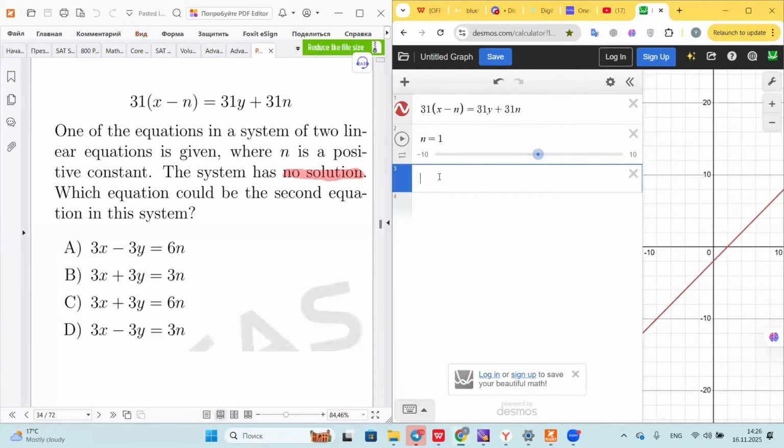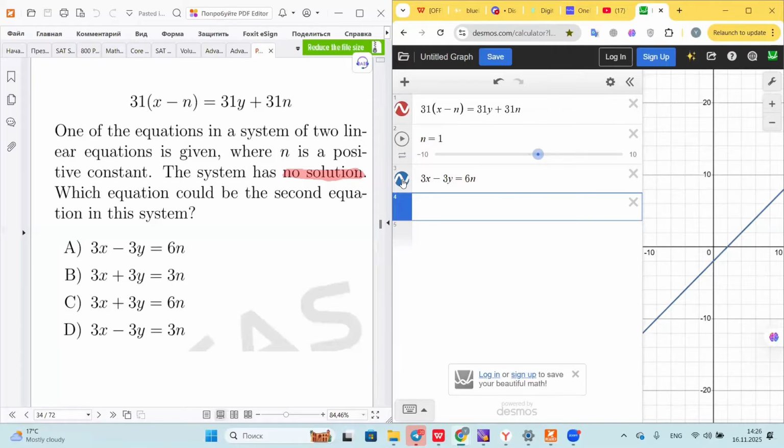We will draw the other equations. 3x minus 3y equals 6n. So it is drawn. You can see they are just the same lines. How can we differentiate them? In Desmos, you can turn the graph of a function on and off. You can see it means same lines.